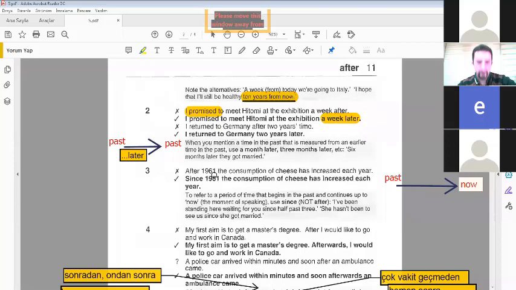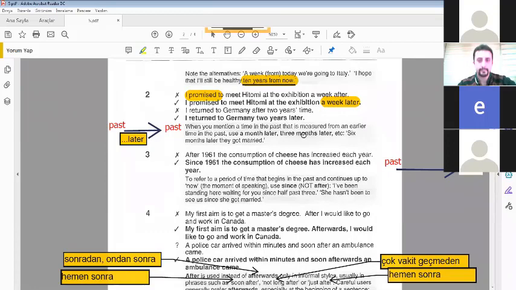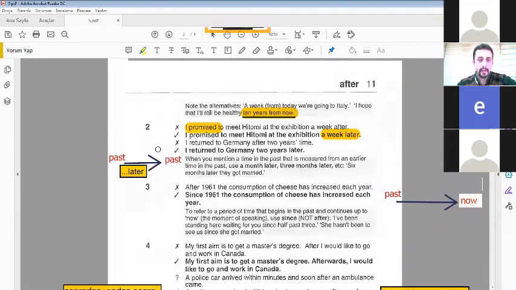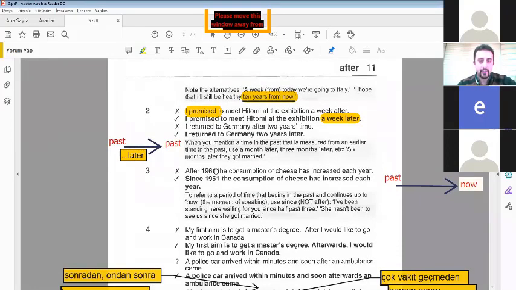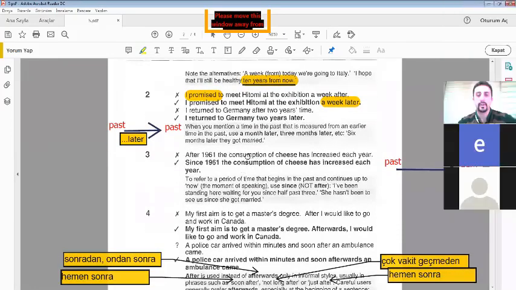After 1961, the consumption of cheese has increased each year. Since 1961, the consumption of cheese has increased each year. Okay. So again here, past to past. After 1961, the consumption means using. Consumption of cheese has increased each year. Since 1961, the consumption of cheese has increased each year.